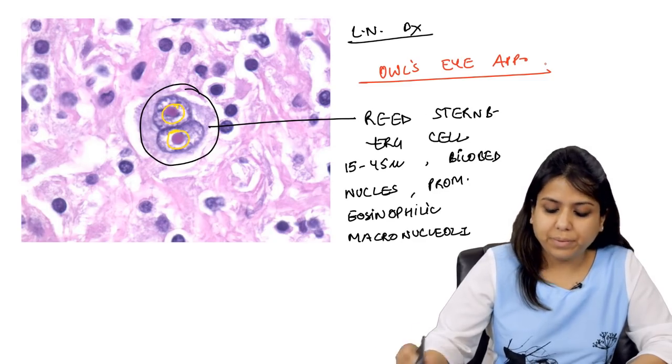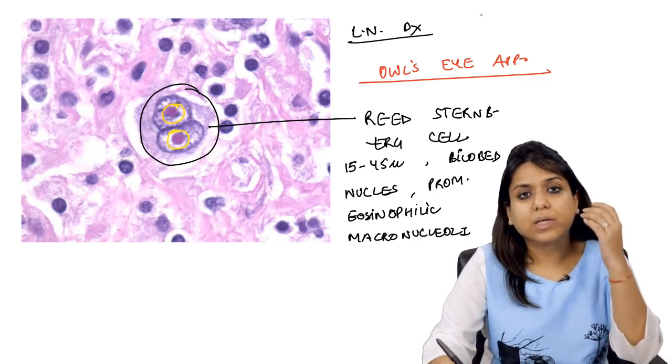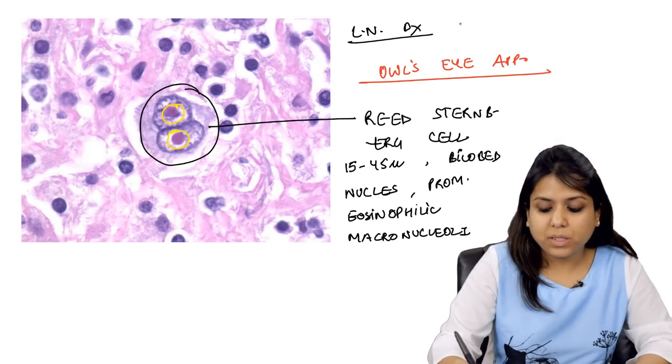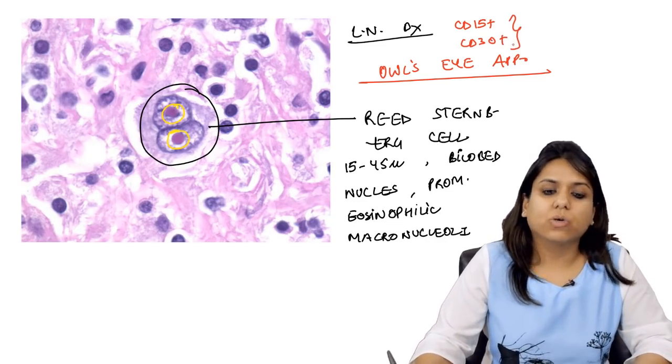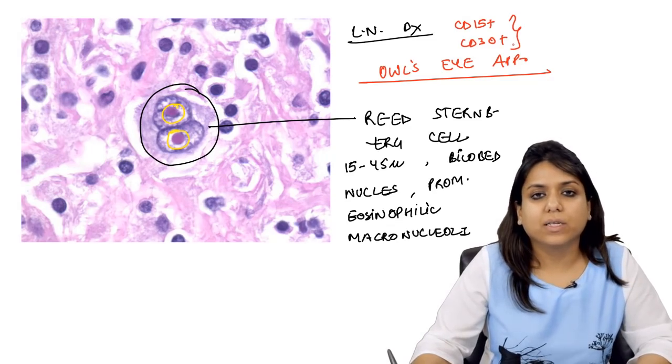And the important point, in most of the types of Hodgkin's lymphoma, this cell is CD15 positive and CD30 positive. So sometimes they ask you a question, students, what are the markers of a Reed-Sternberg cell? CD15 and CD30.